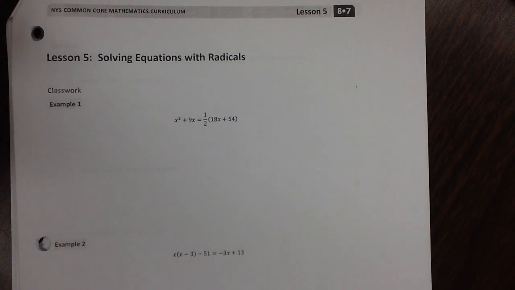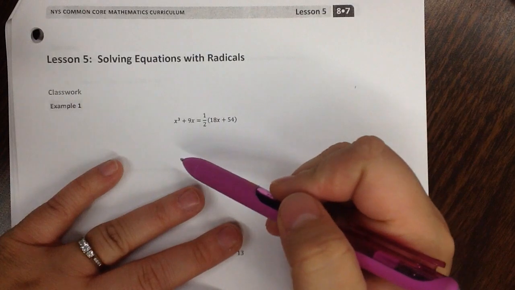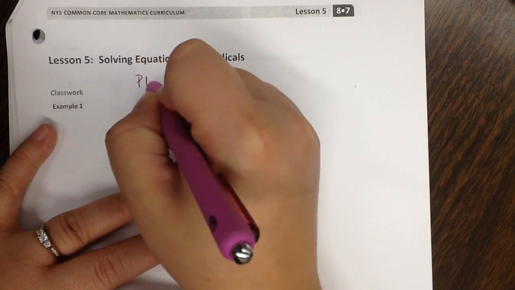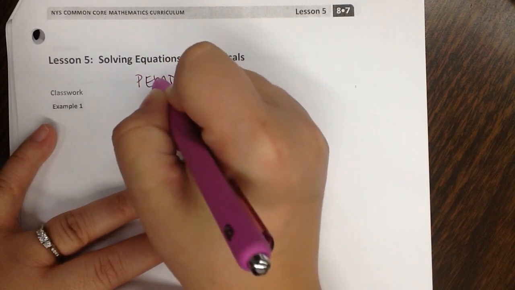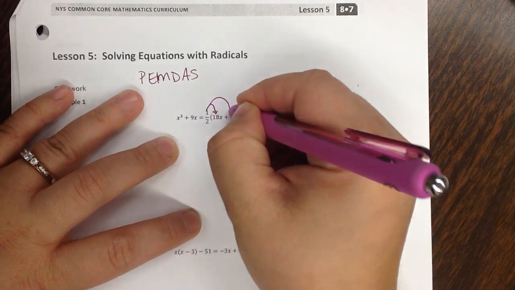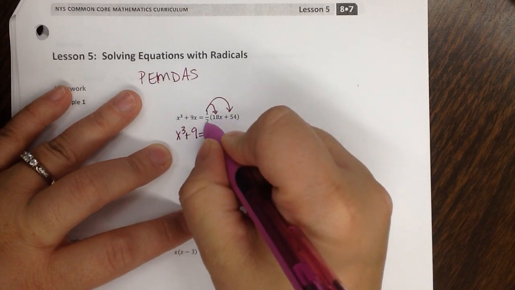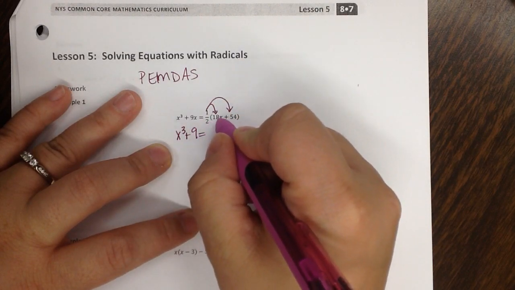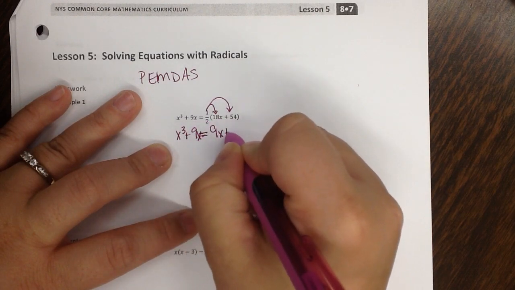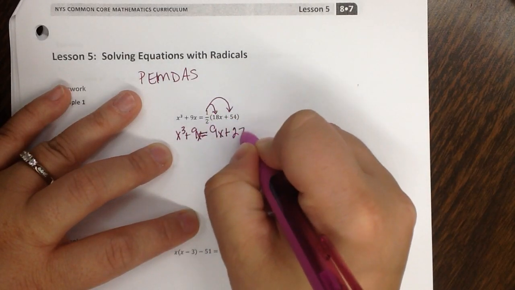So what we're going to do is start off with example 1, and just like in 7th grade and everywhere else, we're going to use PEMDAS. So we're going to start with the parentheses first. I'm going to distribute the 1/2, so I'm going to have x to the third plus 9 equals 1/2 times 18, so half of 18 is 9. So that's 9x, plus half of 54 is 27.